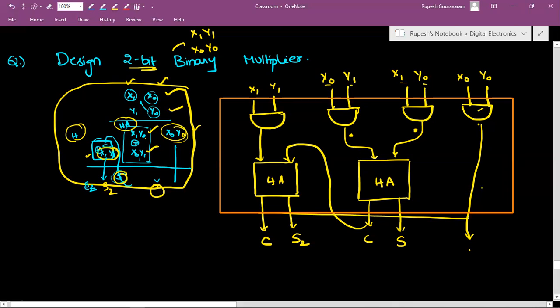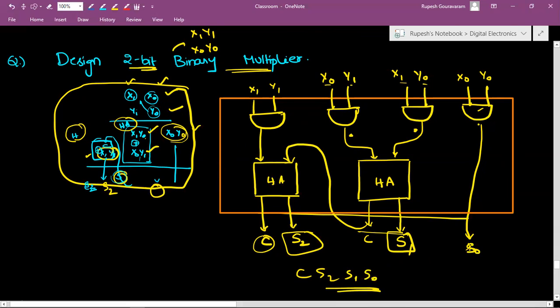So we need not know what is there inside the orange box. That is the circuit for a 2-bit binary multiplier, that is made of 2 half adders and 4 AND gates. But the output is coming here. So this is 1 bit, this is the second one, this is the third one, and this is the carry. So C, S2, and this we can take as S0. So this we take as S1. This is the output. That means 2-bit binary multiplier output is C S2 S1 S0.